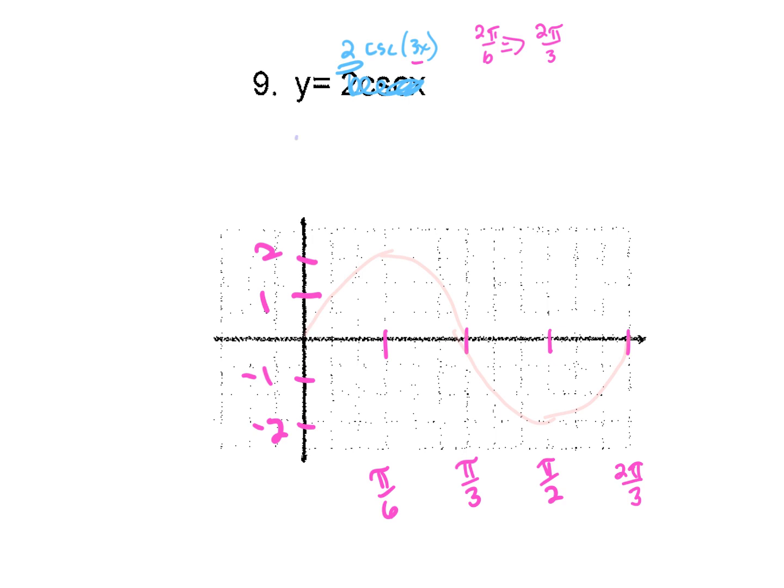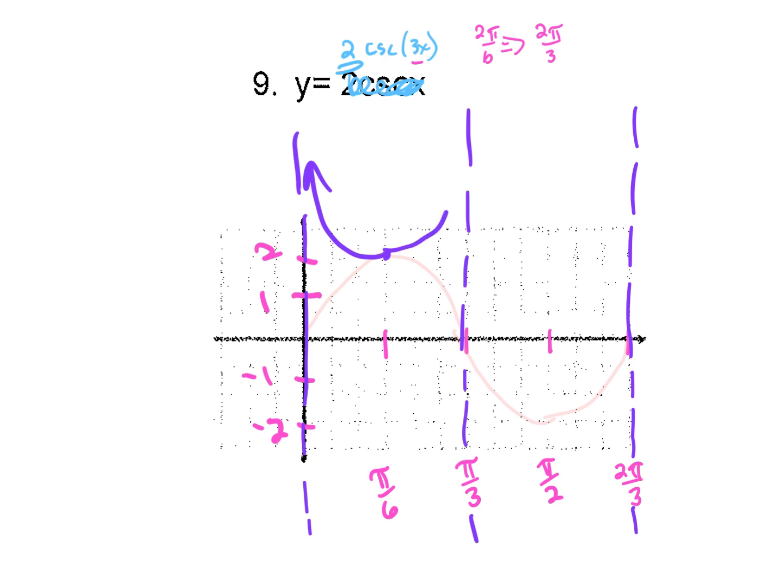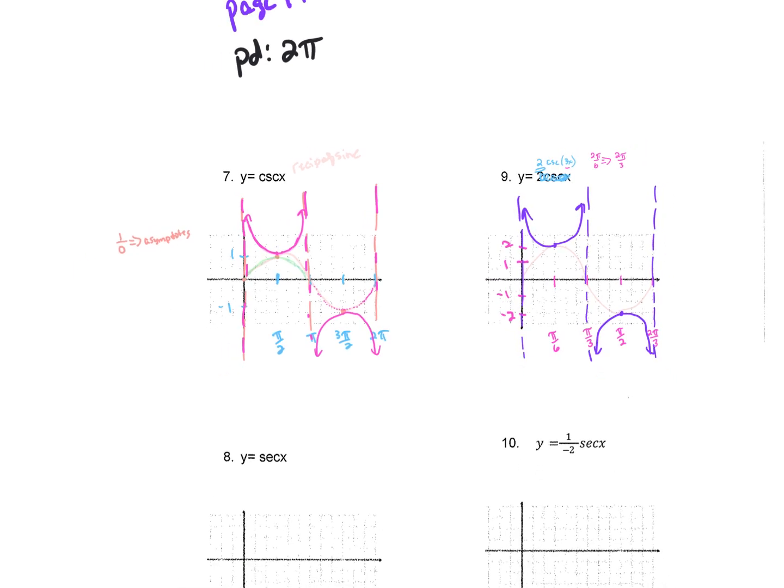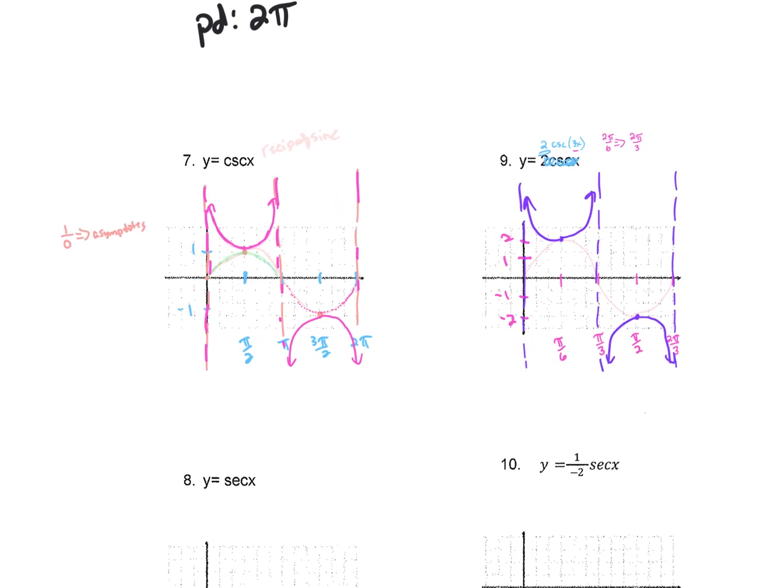So my asymptotes are going to be at 0, and then in this case at pi over 3 and 2 pi over 3. And then this point, and we reflect the shape of that cup going up, and this point, and we reflect the shape of that cup going down. Okay. All right, that's cosecant.